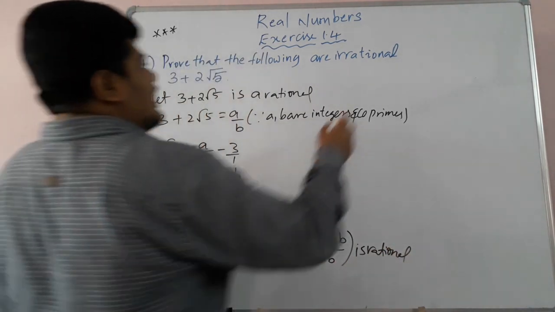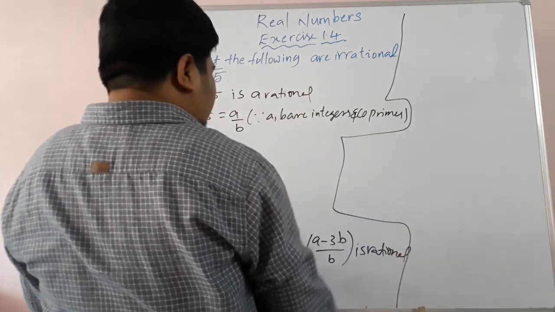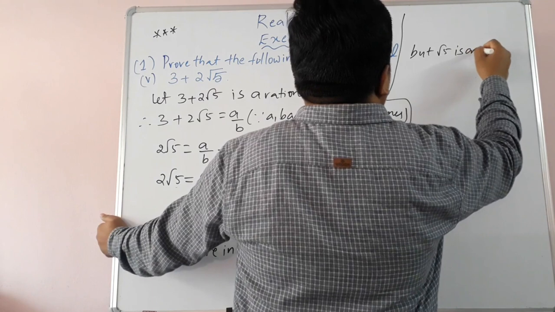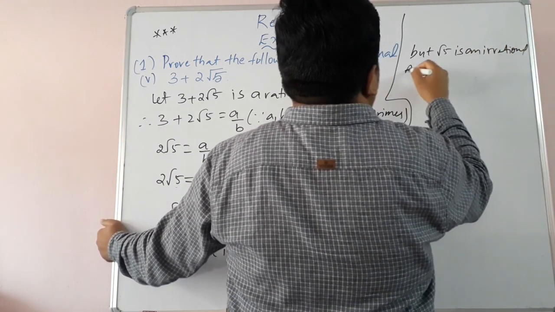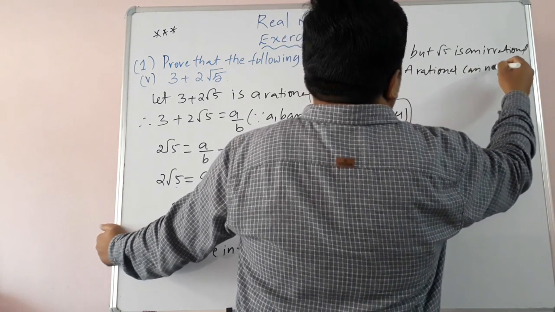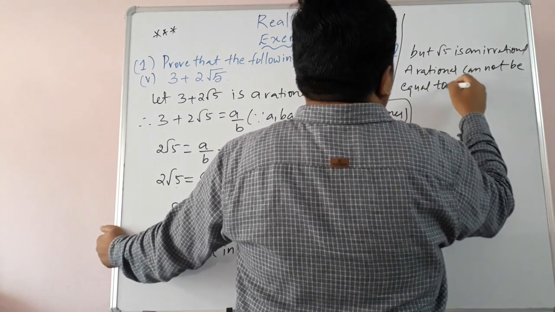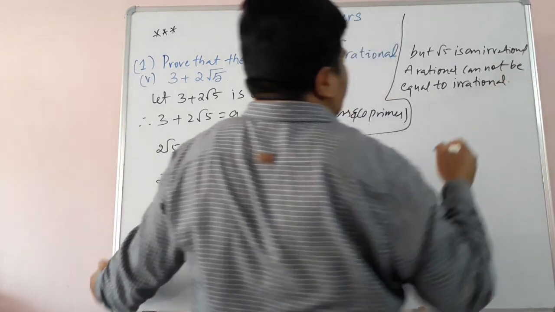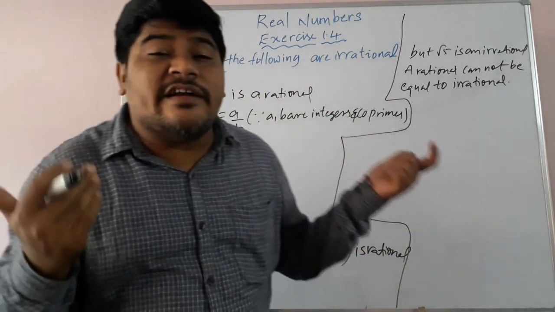But root 5 is an irrational, children? Yes or no? But root 5 is an irrational. A rational cannot be equal to irrational. So this is what? This is a contradiction.